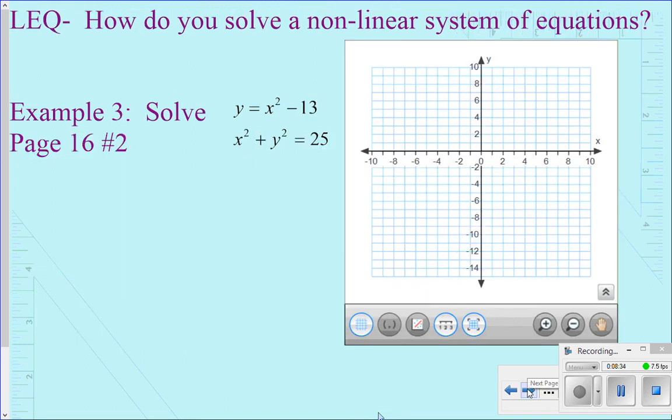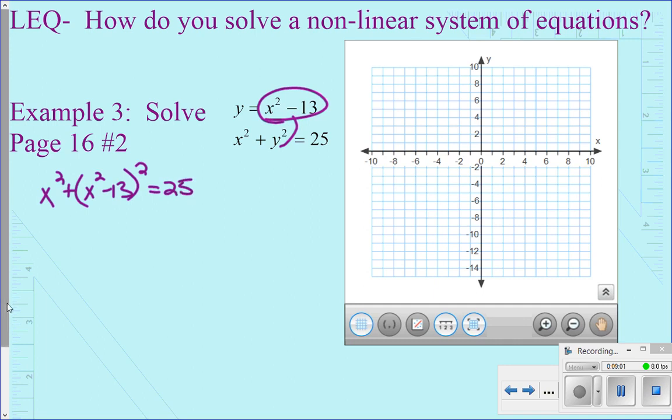Next, this one's in your packet on page 16. It's problem number 2. So we're going to solve this one first algebraically. Now, we could do the obvious choice and substitute in for y. However, if we do that, we're going to have x squared plus x squared minus 13 in for y squared equals 25. That's going to become a little bit of a mess to handle. We could square the binomial, but it's an x squared that we'd have to square, and that gets a little bit messy. So I would suggest trying to come up with an easier solution.